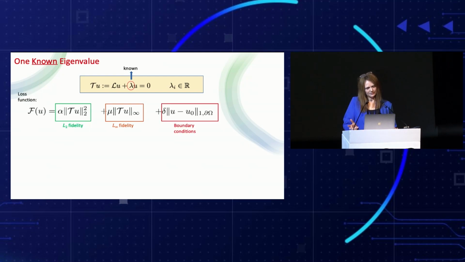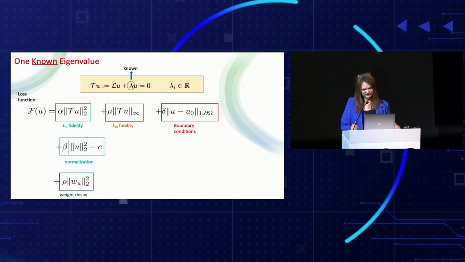The third one is the boundary condition that we want to be satisfied. Then we have some normalization because we want the eigenfunction to have some magnitude, and we add some weight decay. So this is the loss function that we train the network.